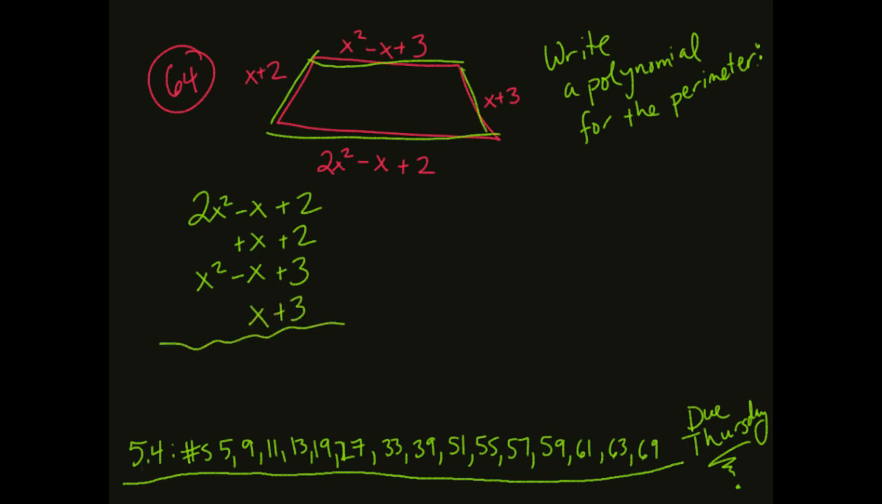And then we can line it up. We've got 2 plus 2 is 4, 7, 10. So that's positive 10. These cancel each other out. These cancel each other out. So there aren't any x's. 2x squared plus another x squared is 3x squared. So your polynomial, the perimeter, P, is equal to 3x squared plus 10.